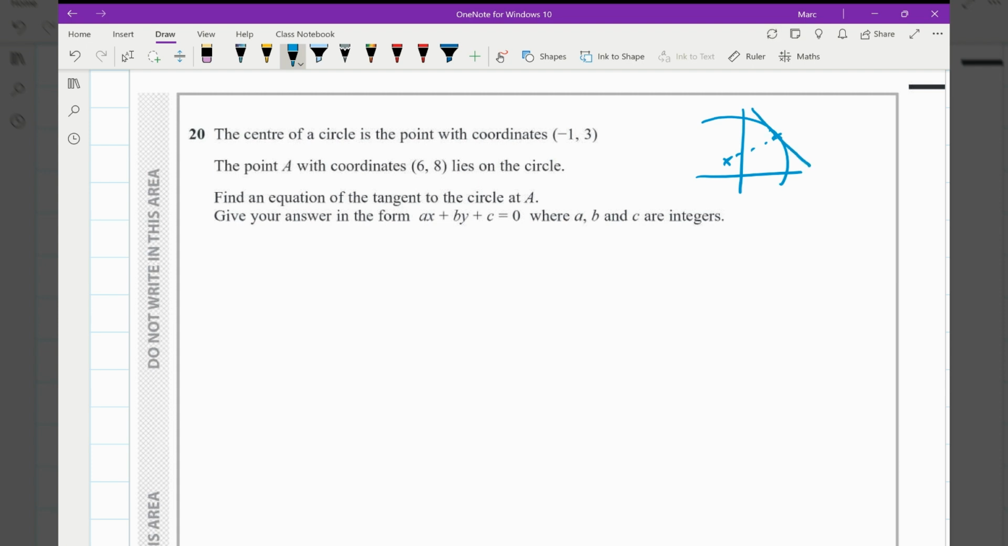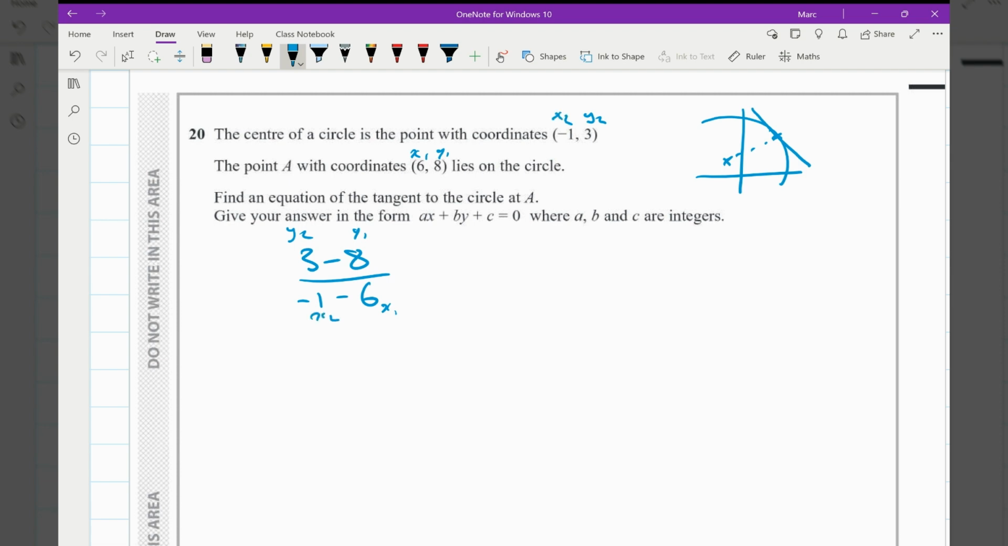So I know I'm going to have a nice positive y-intercept, negative gradient, etc. But we need to know the gradient of the radius first, and then we can flip it. Doesn't matter what way around I do these. 3 minus 8 over 3 minus 8 minus 1 over, take away 6, sorry. Doesn't matter which way I do it. So this is like y2, y1, x1, and then x2.